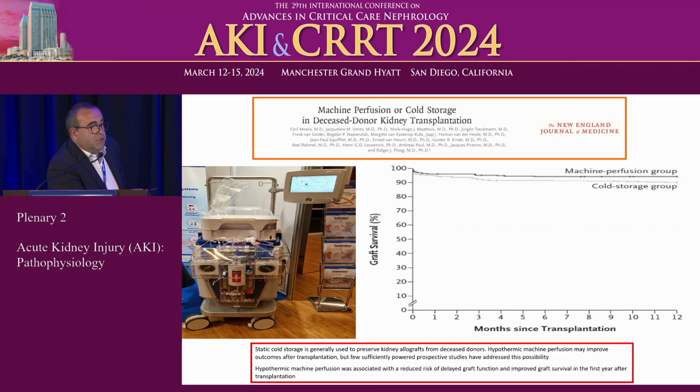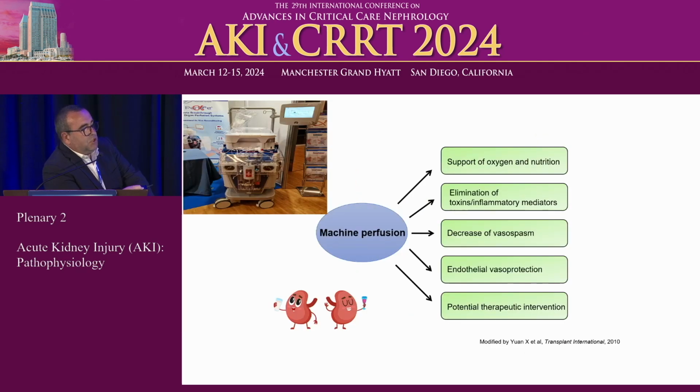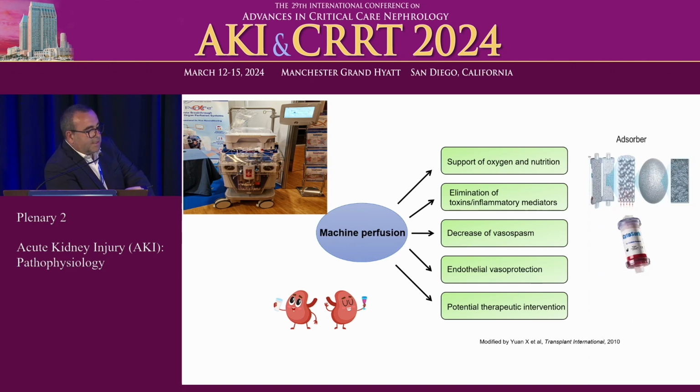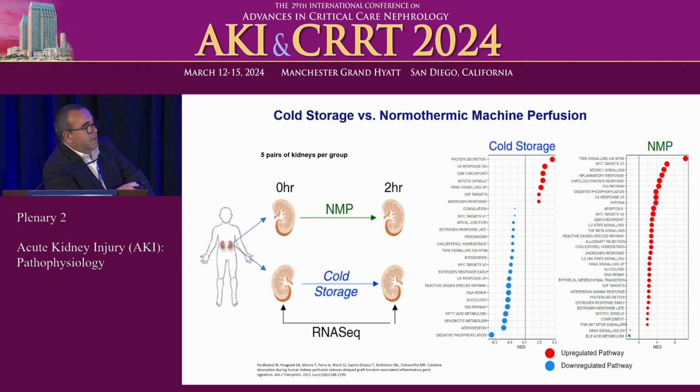Today we have machine perfusion, and we clearly know from different studies that machine perfusion is able to decrease ischemia reperfusion injury and the risk of DGF. Also because this machine perfusion can support oxygen and nutrients, can have a role in the clearance of inflammatory mediators. So in Italy, we have studied CytoSorb, called Persorb, in this system of machine perfusion to avoid tubular injury. So we have a potential vasoprotection and also some therapeutic interventions such as the addition of drugs to the system.